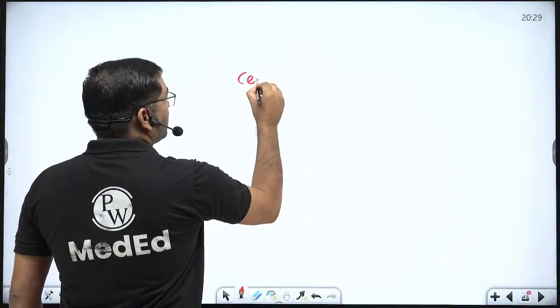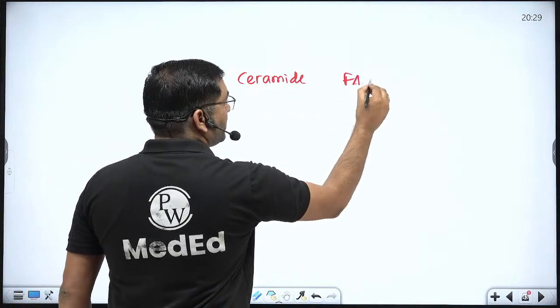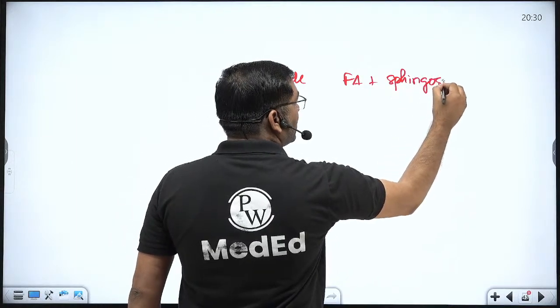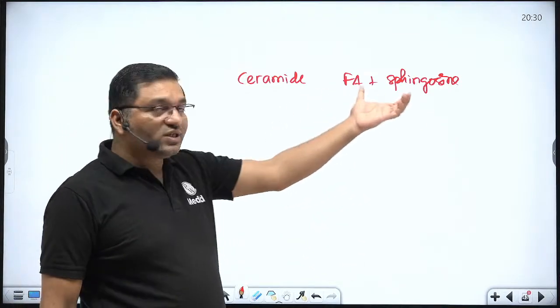Ceramide, what does ceramide mean? Ceramide means fatty acid plus sphingosine. Sphingosine is an 18 carbon amino alcohol. So this is called ceramide.